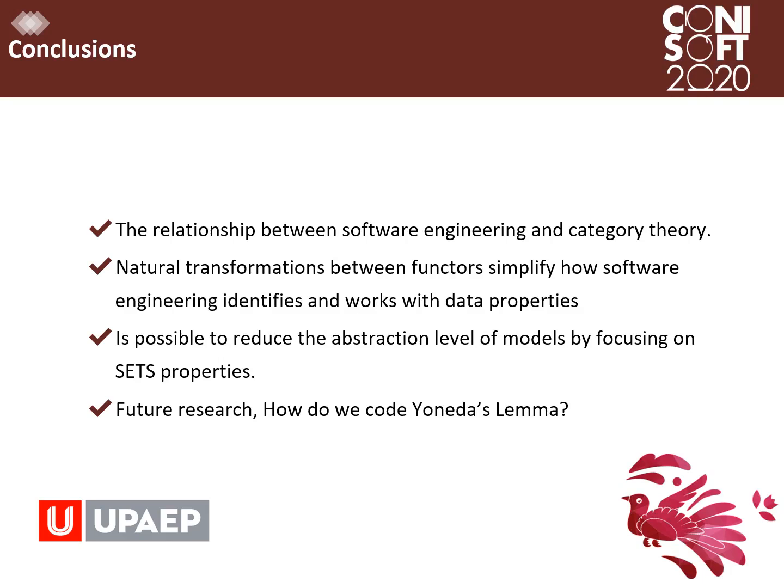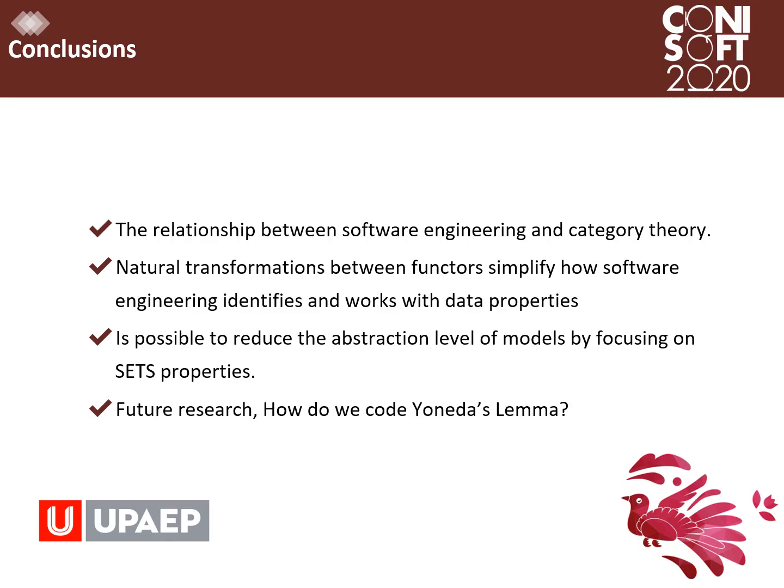In this paper, we present the relationship between software engineering and category theory. Particularly, we discuss how category theory concepts can describe model transformations. We focus our analysis on an example concerning semi-structured data and structured data. With respect to our main example, we observe that natural transformations between functors simplify how software engineering identifies and works with data properties.